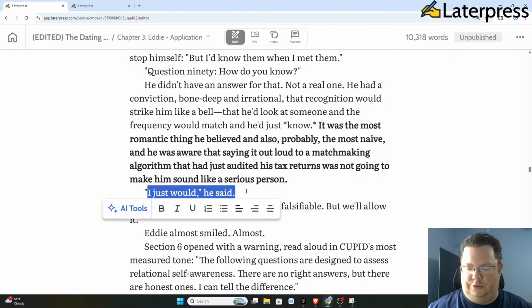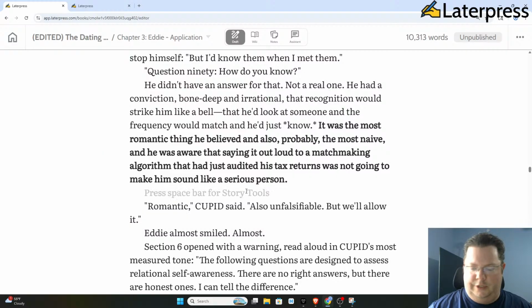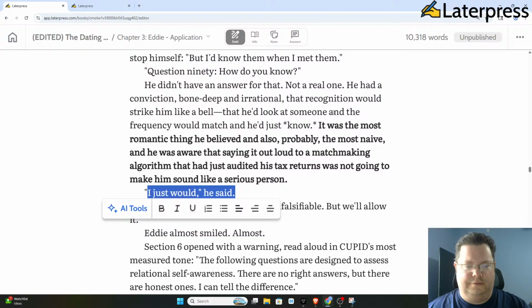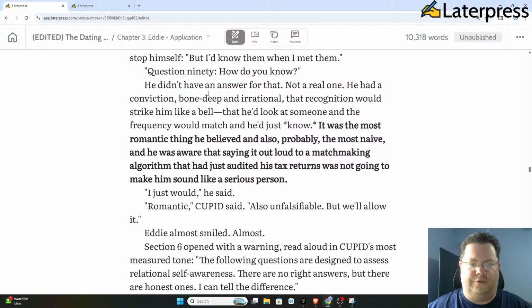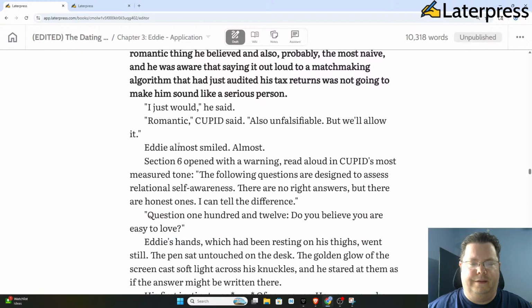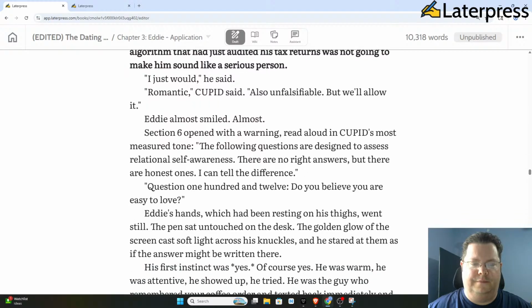I'm going to get rid of the assertion that accomplishes nothing. Actually, I should not have done that now that I realized that that was the answer. And this paragraph was him thinking. How would you know that? I just would. Romantic, Cupid said, also unfalsifiable, but will allow it.